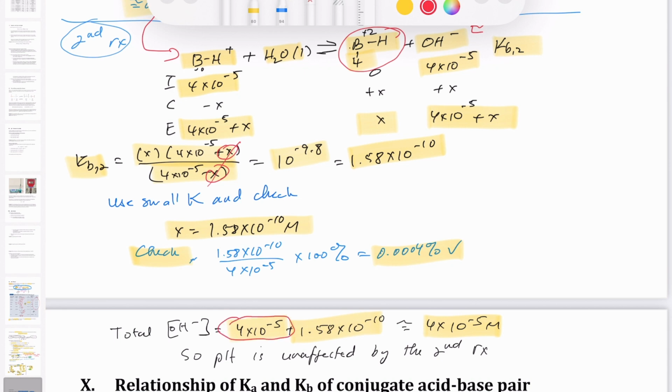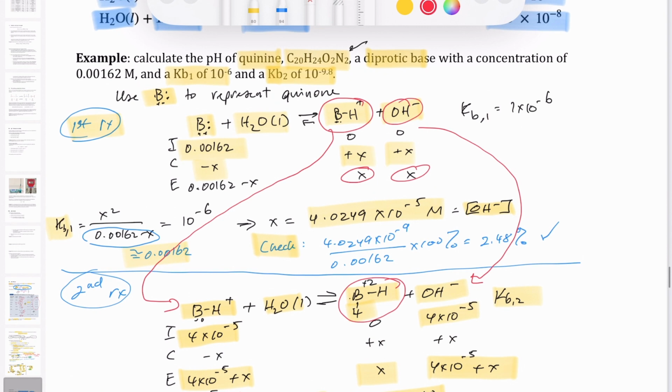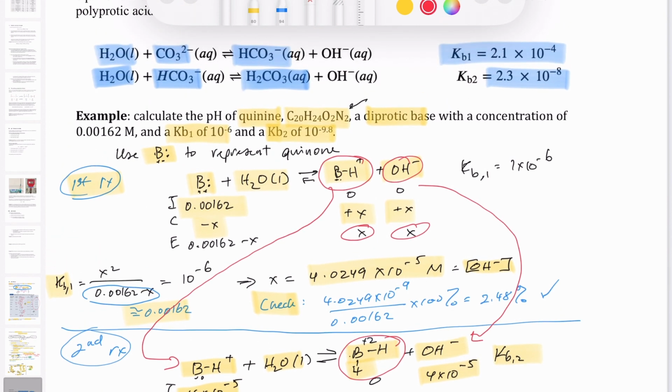So in other words, step 2 is irrelevant. It's so small that it doesn't really make a difference. So pH is unaffected by the second reaction. Therefore, just like in the case of polyprotic acid, we can ignore the additional dissociation step. We just need to worry about the step that has the largest K.